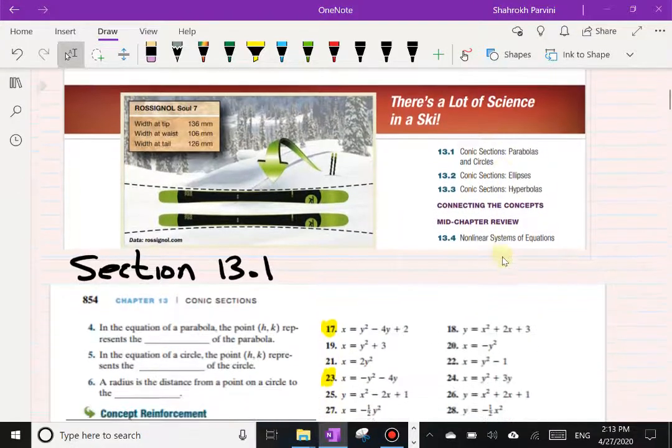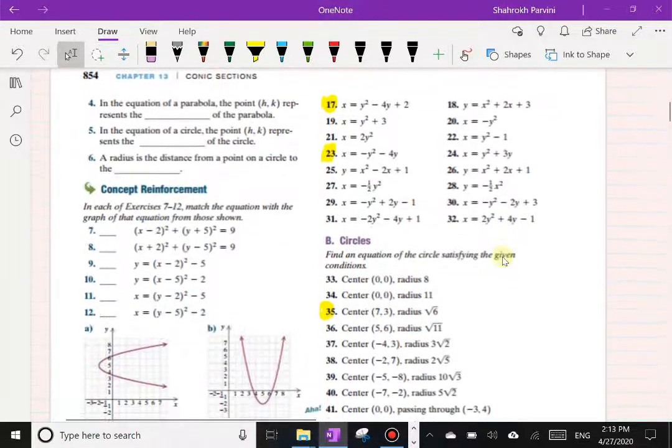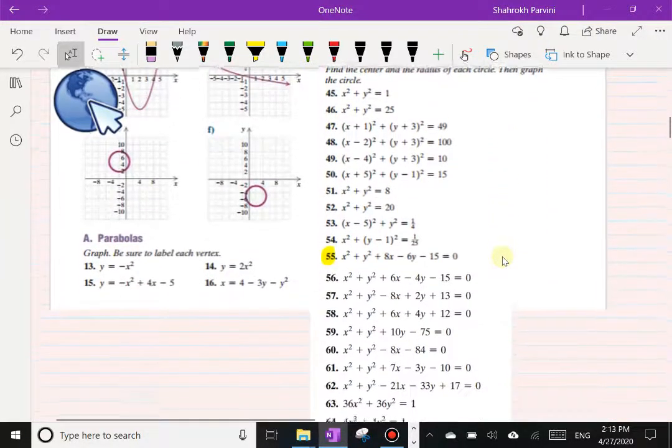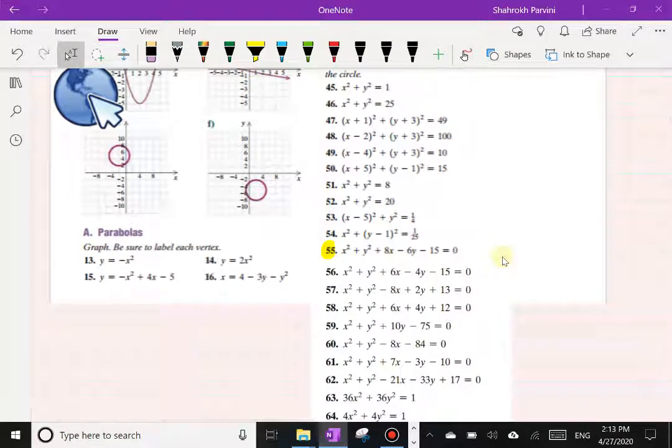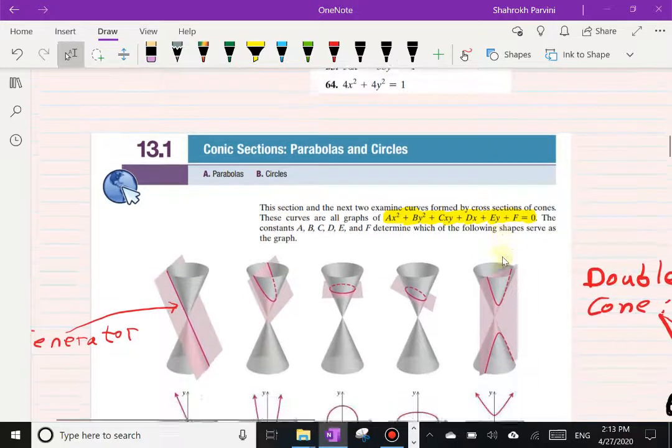So here are the exercises that we're going to go over. Some of them, the ones highlighted, are the ones for your homework. And there's also another piece. There you go. There's more down here, number 55. So let's begin with section 13.1.